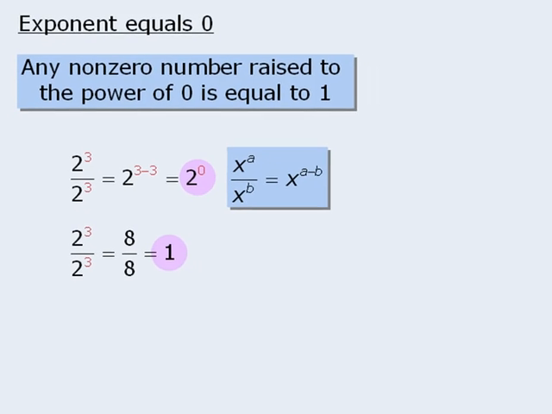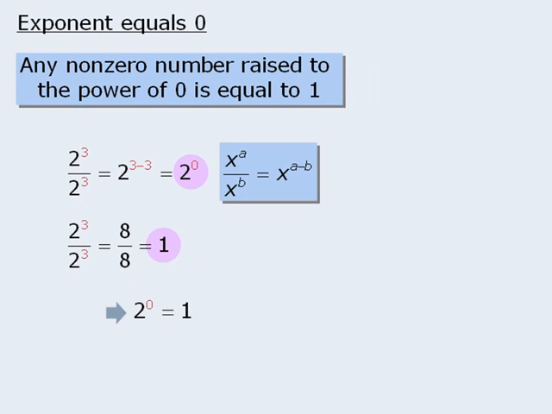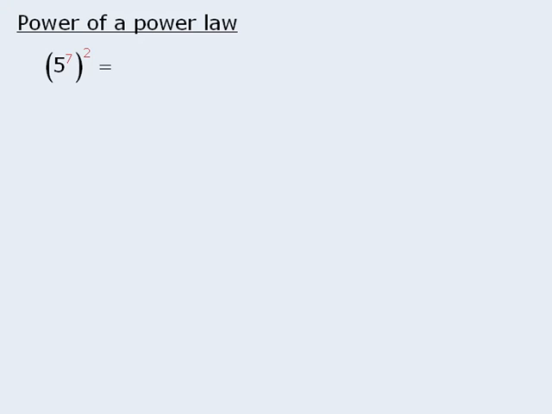As such, it must be true that 2 to the power of 0 equals 1. We can generalize this result to conclude that any non-zero number raised to the power of 0 must equal 1. Okay, the last law in this lesson is the power of a power law.